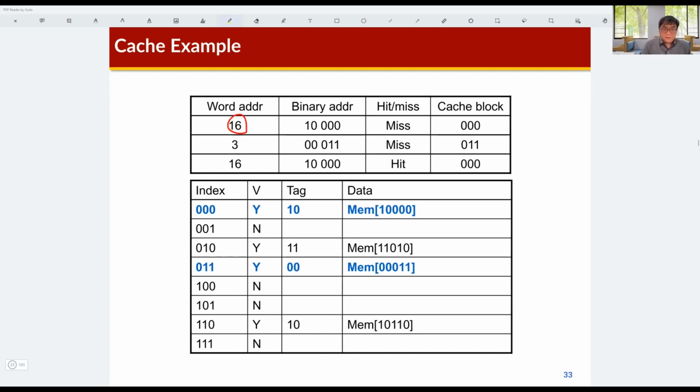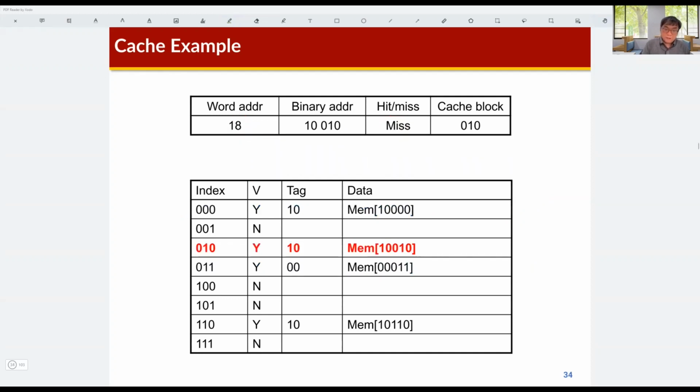Then 16, 3, and 16. So it's a miss and a hit. For 16, the index number is 000. We checked here, and it was invalid, so it's empty, so it's a miss. Then the data is transferred from the lower-level cache or memory. Then 3, same process. And then 16 again: the data is found in the cache, so this is a hit.